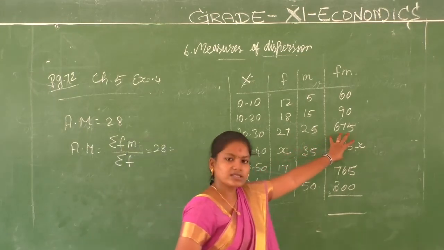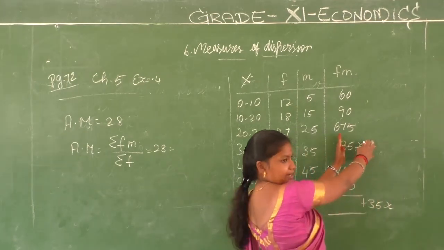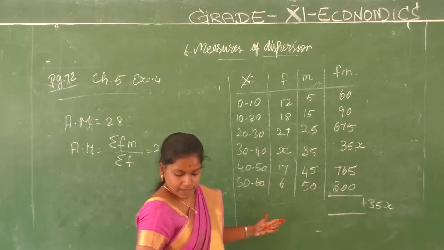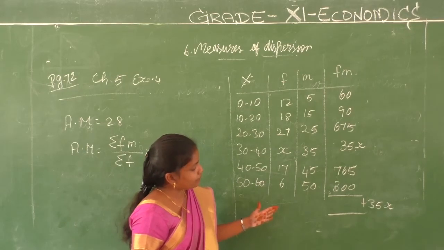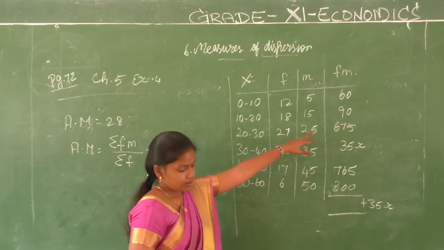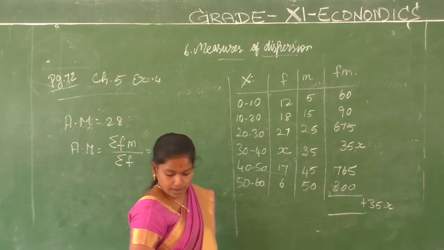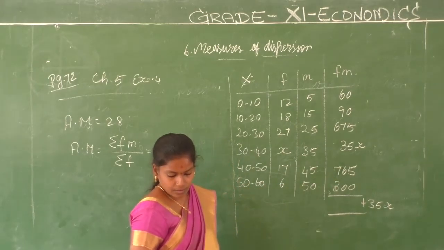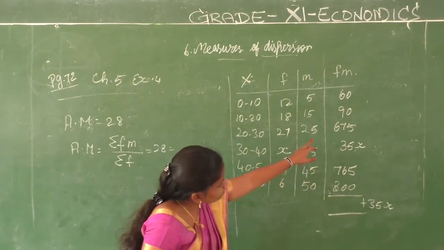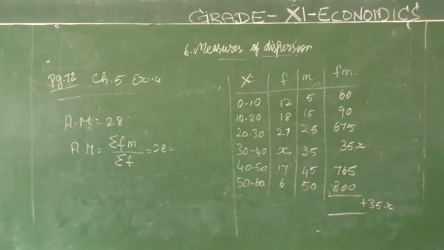This 35x alone, keep it separately. Plus 35x, you keep that separately. Add the remaining values. What are the remaining values you have? You have 60 plus 90 plus 675 plus 765 plus 300. How many values do you have? 5 values. How many values, children? You have 5 values, right?